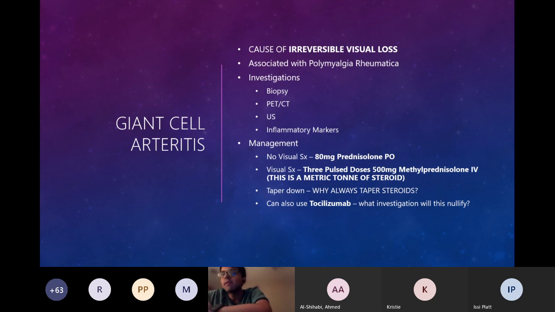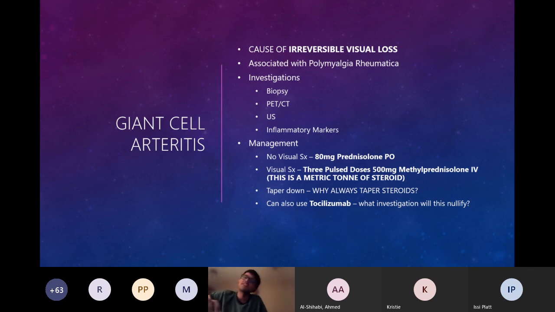You can also use this biologic nowadays called tocilizumab. What investigation can you not use to monitor GCA if you're using tocilizumab? I'll answer that question in a minute. Inflammatory markers, exactly. This normalizes your CRP and ESR. You can't use it to monitor anymore. Yeah, tocilizumab is IL-6. I'll talk about that in a minute.